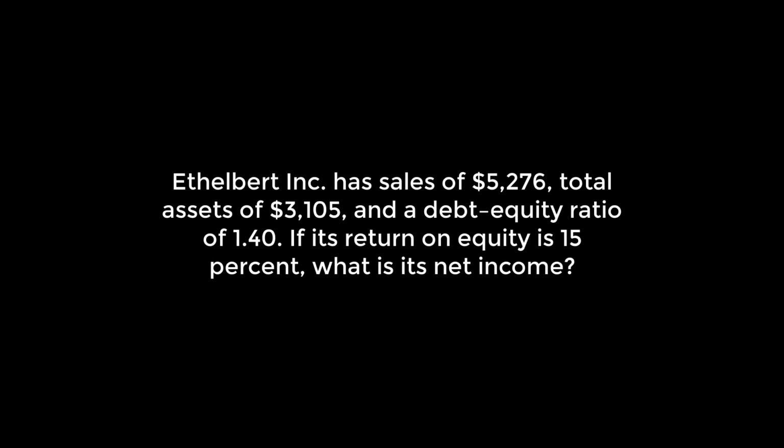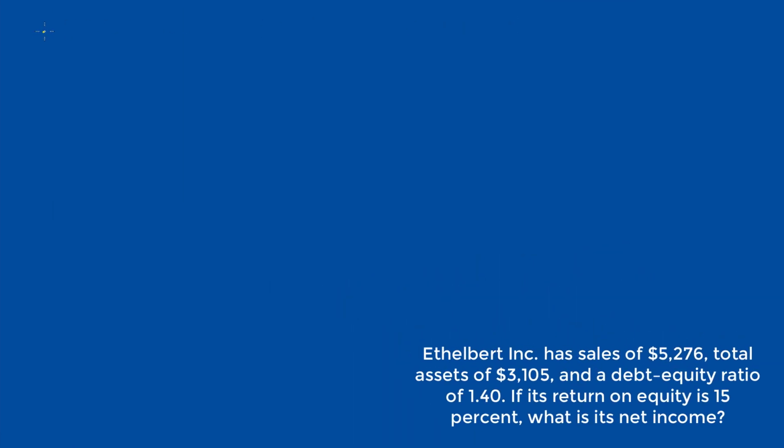Ethelbert Inc. has sales of $5,276, total assets of $3,105, and a debt equity ratio of 1.4. If its return on equity is 15%, what is its net income? Restating the DuPont identity, we know that return on equity is given to us by profit margin times total asset turnover times the equity multiplier.